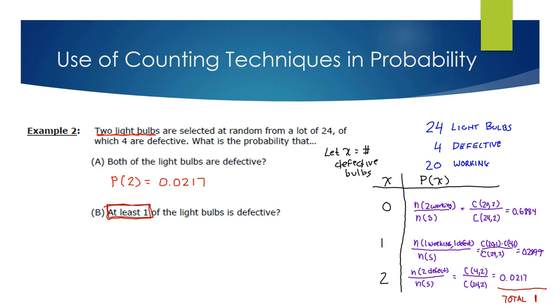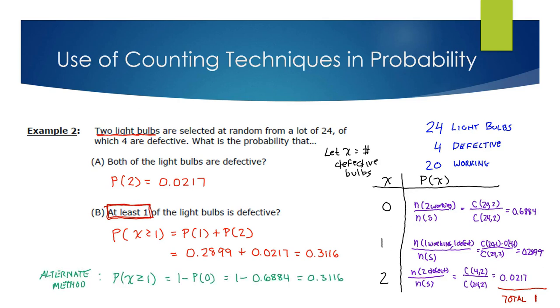The probability of at least 1, well, I could add up the probabilities of 1 and 2, and get 0.3116. One of the things we're going to make use of, and you're going to see me use it momentarily, is that I could have also calculated this by saying, well, the probability of being 1 or more is 1 minus the probability of having none.